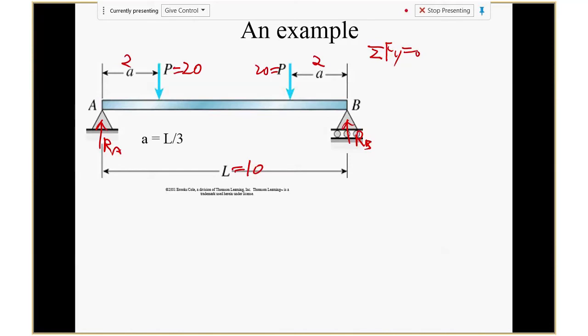Okay, now translate it. RA plus RB minus P, then minus another P equals 0, right? Is that correct? Okay, so we know P, so therefore RA plus RB equals 2P, and that is 40. Well, two unknowns, one equation. So we need one more equation.